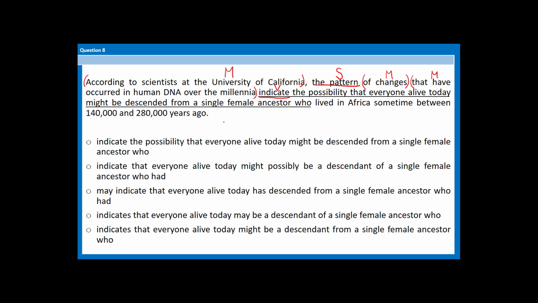Did you see the mistake? Well, the pattern is singular, right? And the verb should also be singular. Indicate is plural. Focus on the splits. You have indicate in number 2, may indicate in number 3, and indicates in the last 2. You can easily eliminate 1, 2, and be careful with number 3 because the position of may changes the meaning.